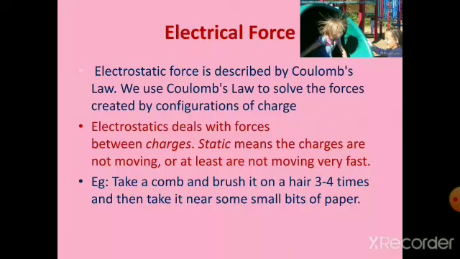Electrical force. Electrostatic force is described by Coulomb's law. We use Coulomb's law to solve the forces created by configurations of charge. Electrostatics deal with forces between charges. Static means charges that are not moving, or at least that are not moving very fast. Example: take a comb and brush it on your hair 3 to 4 times and then take it near small bits of paper. You might observe that the bits of paper start attracting to the comb as the comb is electrostatically charged while rubbing it on your hair.